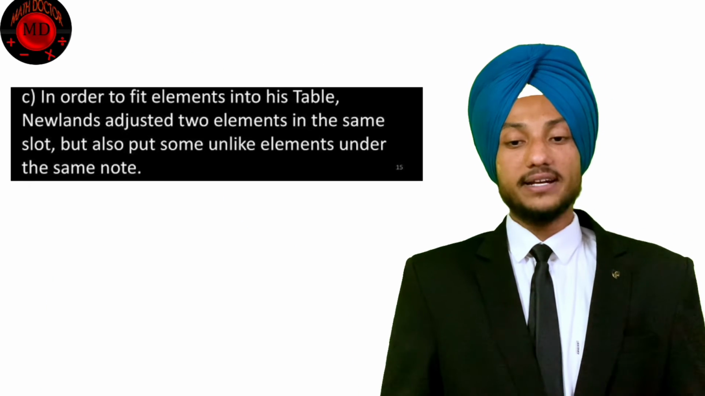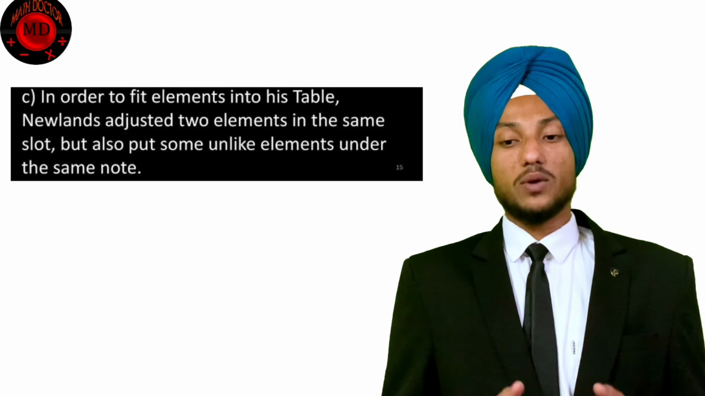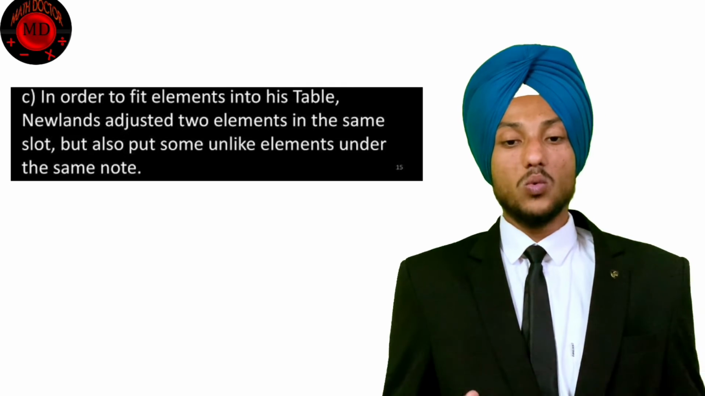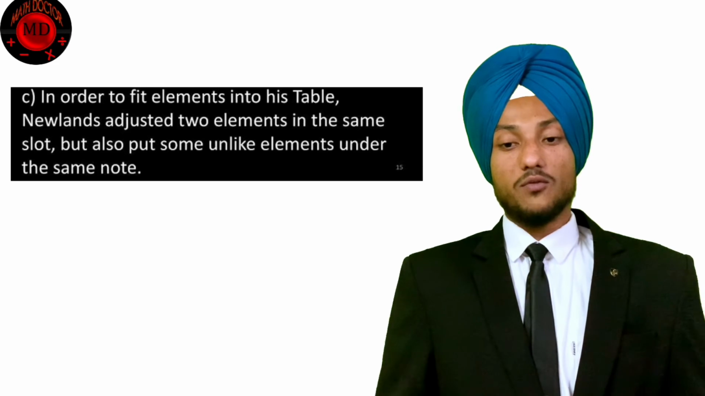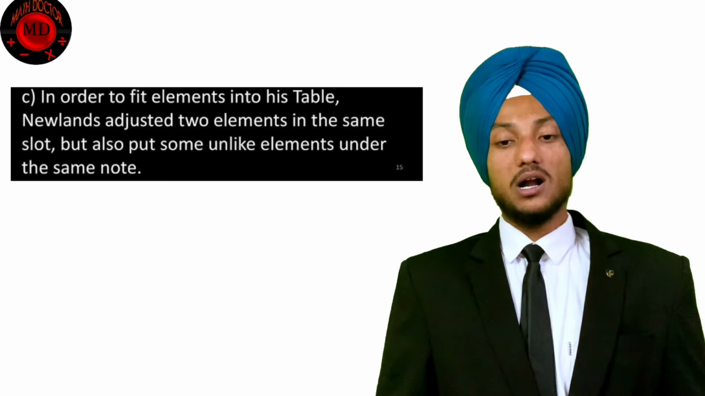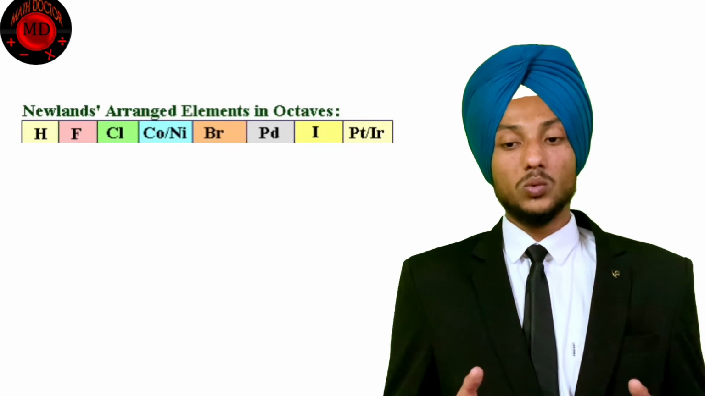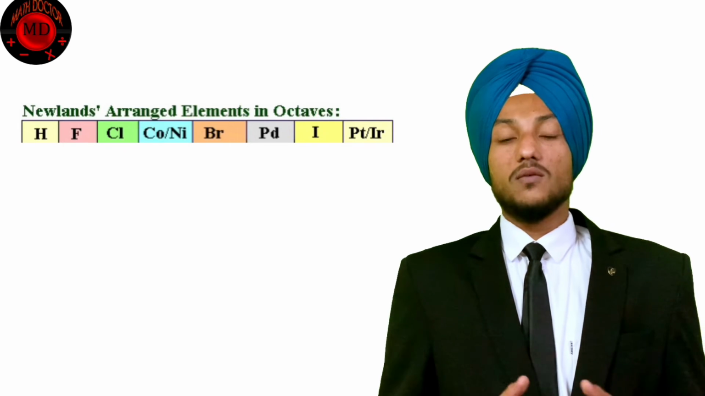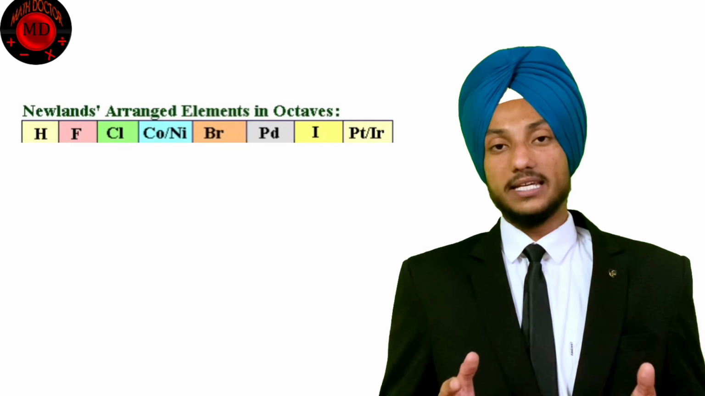So now let's discuss the third one. In order to fit elements into his table, Newland put even two elements together in one slot, and that too in the columns of unlike elements having very different properties. For example, two elements, cobalt and nickel, were put together in just one slot, and that too in the columns of elements like fluorine, chlorine and bromine, which have very different properties from these elements.